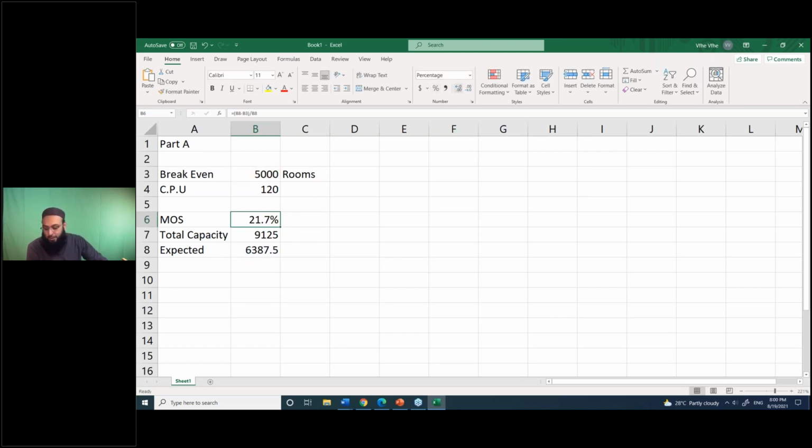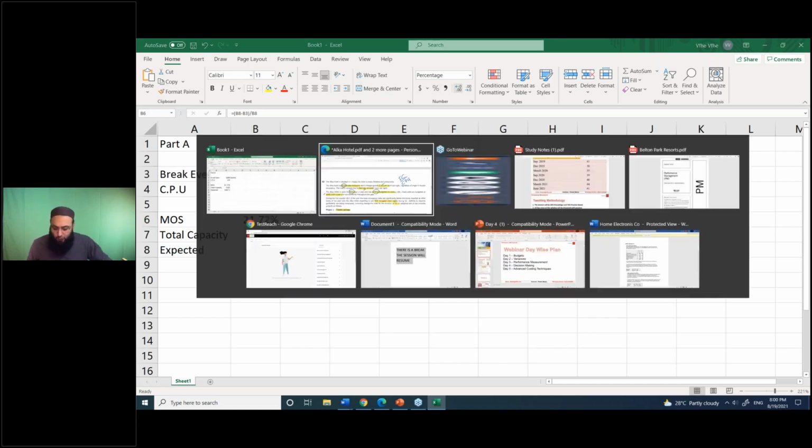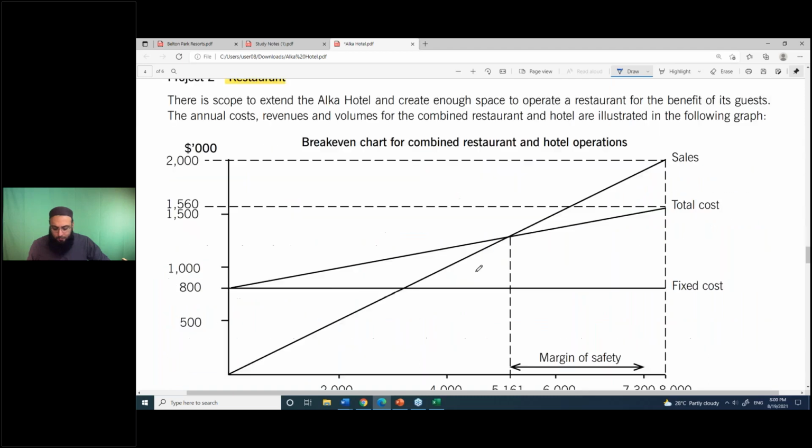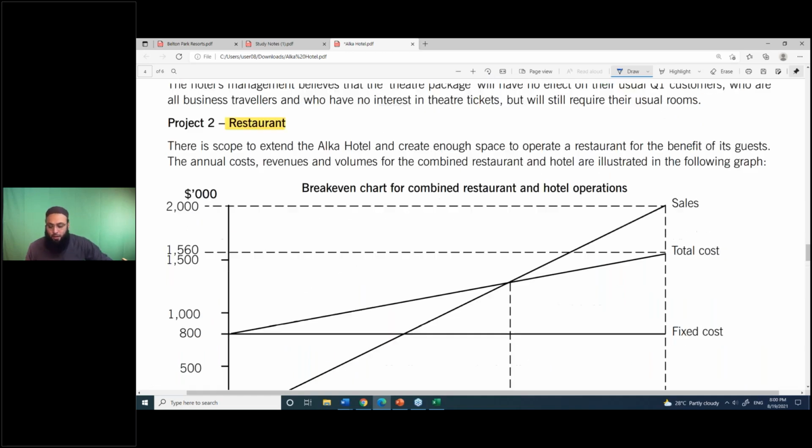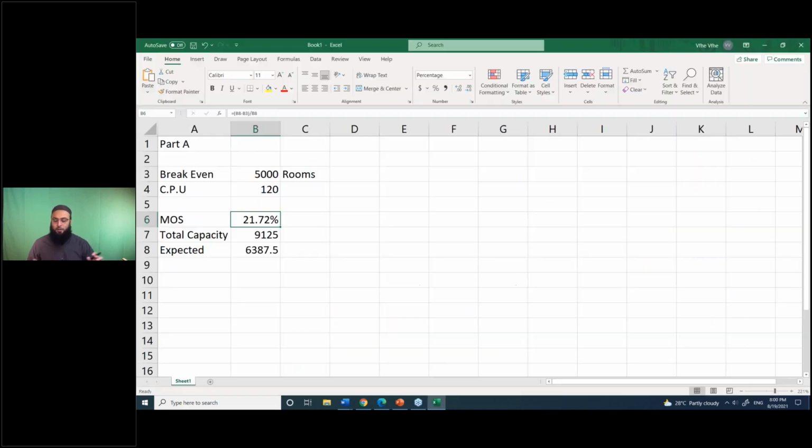So that's 21.72%. Okay. Is there any requirement for the decimals? I'm not sure. Let me check here. No, not as such. So no, not an issue how you represent it. So that's 21.72, the answer of MOS as a percentage of sales. I hope this is clear without any issue. This is the part A answer.